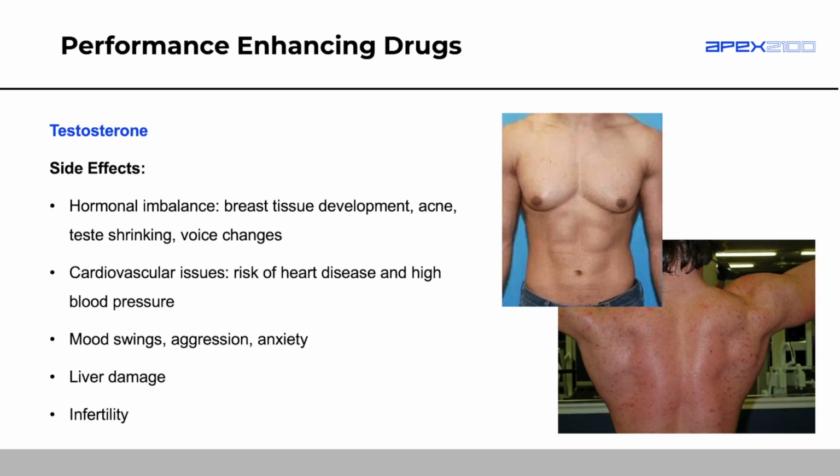In terms of the negatives, there's quite a few side effects of testosterone. The first one is a hormonal imbalance. When we have a lot of testosterone in the system, that can disrupt our normal hormone balance and lead to conditions like breast tissue development, acne, testes shrinking, and voice changes. It can lead to cardiovascular issues like an increased risk of heart disease and high blood pressure. It can cause psychological effects like mood swings, aggression, anxiety, can damage the liver, and can cause infertility as well. So quite a few bad side effects of testosterone.